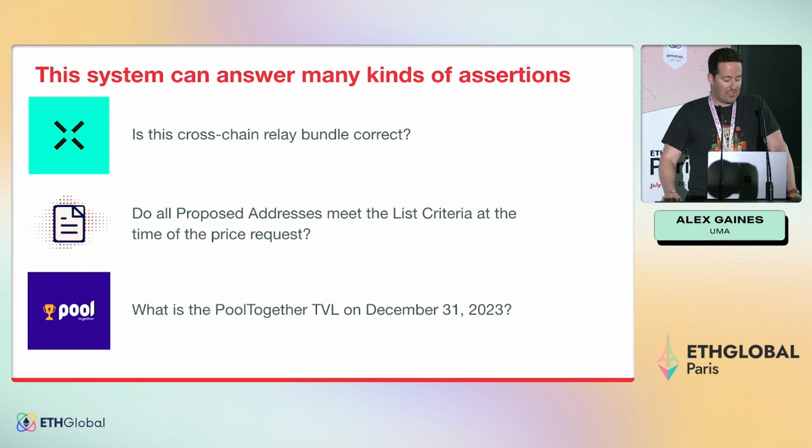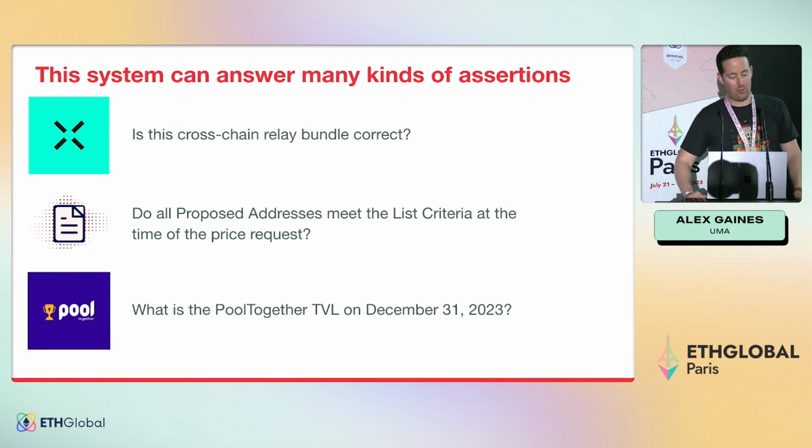And then the last one is Polymarket just asking TVL at a certain date. But I think it's kind of cool to see these three different use cases. One is a very bot-driven cross-chain bridge. One is manually proposing addresses to a list. And then the one for TVL is just using DeFi Llama's API. So it really shows how flexible all this can be when you're using data with UMA.